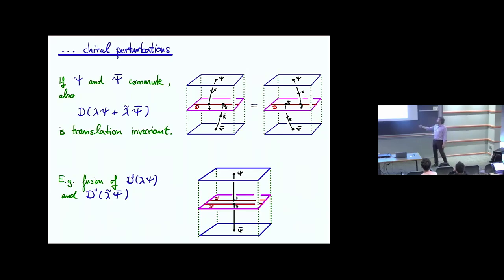So does that ever happen? Yes, that happens a lot, because if you fuse a chirally and an anti-chirally perturbed defect, you will get one which is of this form here. Because in this situation these two junctions don't see each other, after fusion they will still satisfy this commutation property. So there we have a fairly large class of these translation invariant defects.